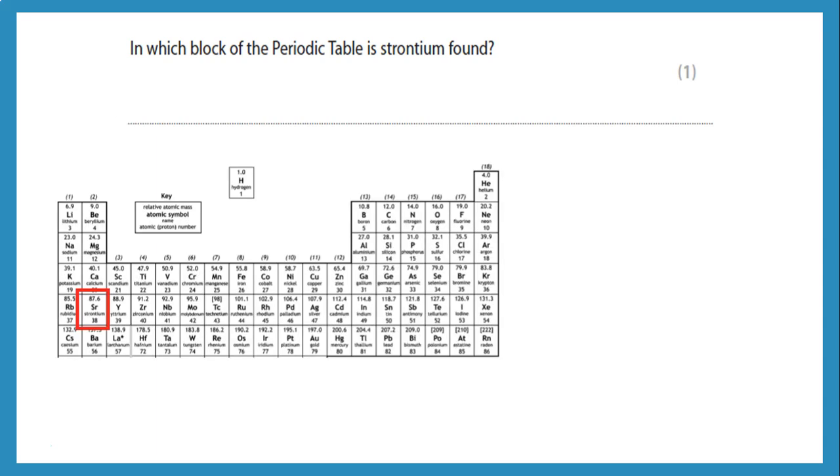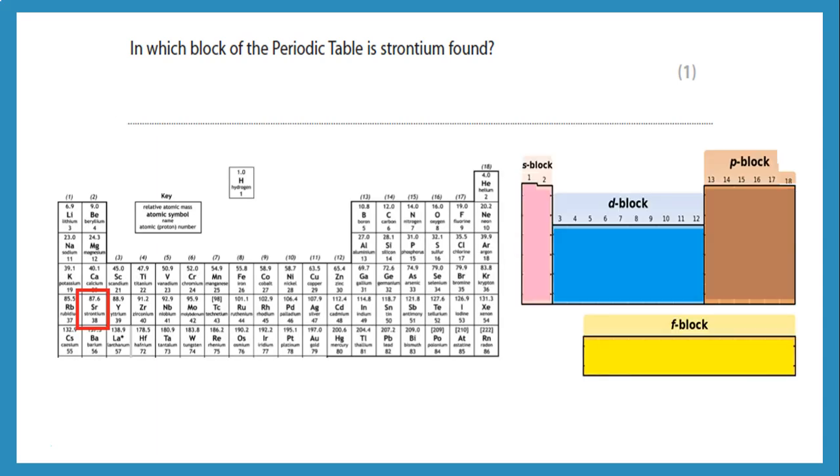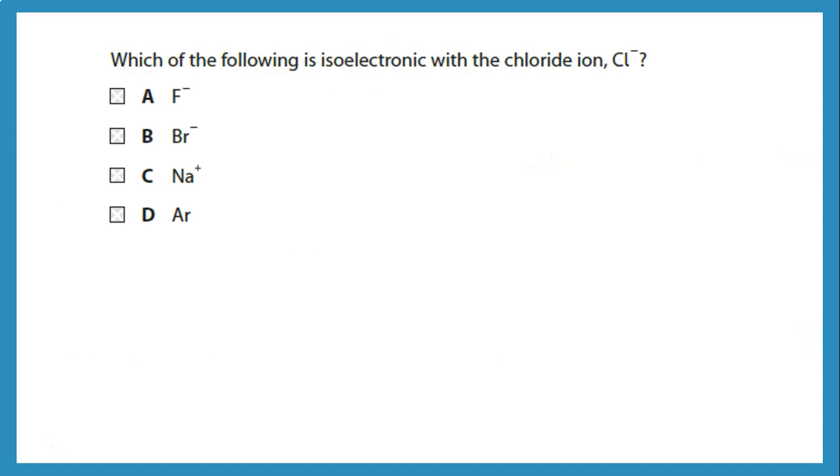In which block of the periodic table is strontium? Where is strontium in the periodic table? Well, it's in group 2. And we said group 1 and 2 belong to which block? The S block.